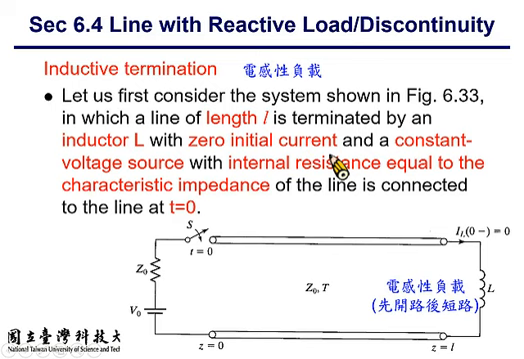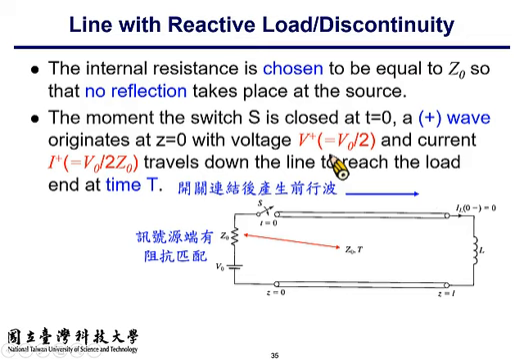Alright, so let's check out what happens with this inductive terminated transmission line. So again, initially, that is t smaller than 0, the transmission line is uncharged, which means that there is no voltage signal or current signal residing on the transmission line. Only when t is greater than 0, the switch to the left closes, and what happens next?